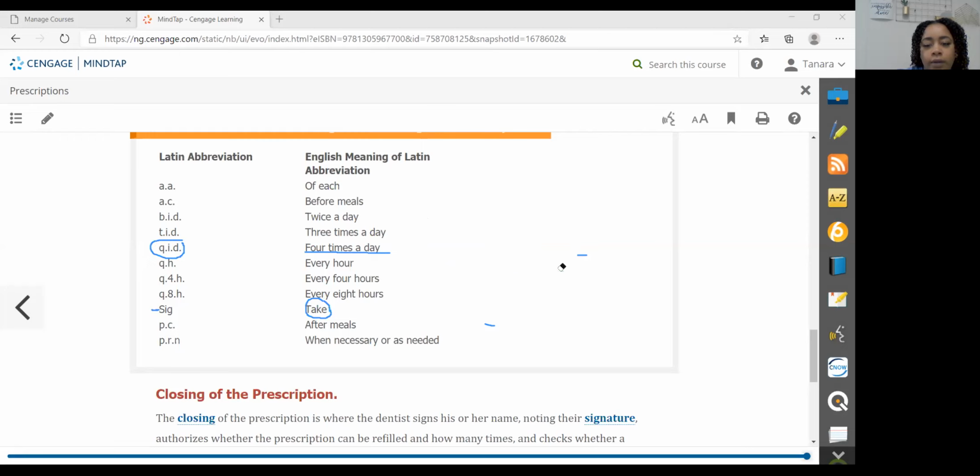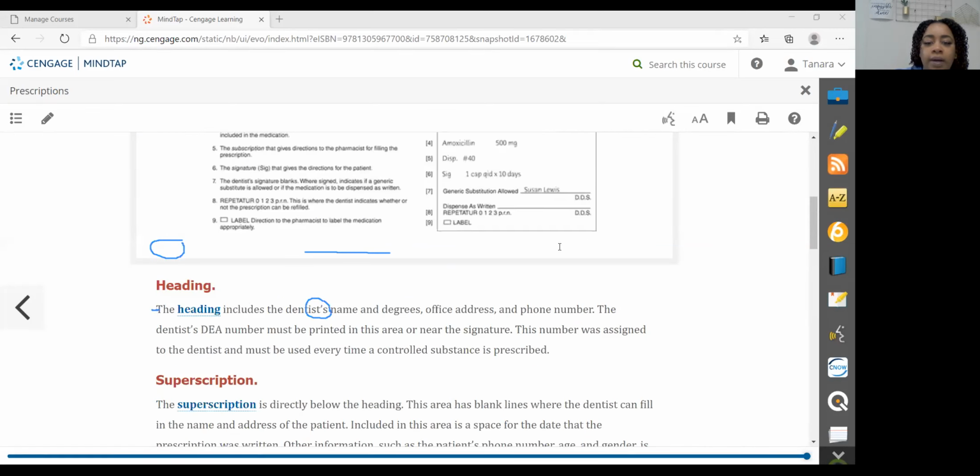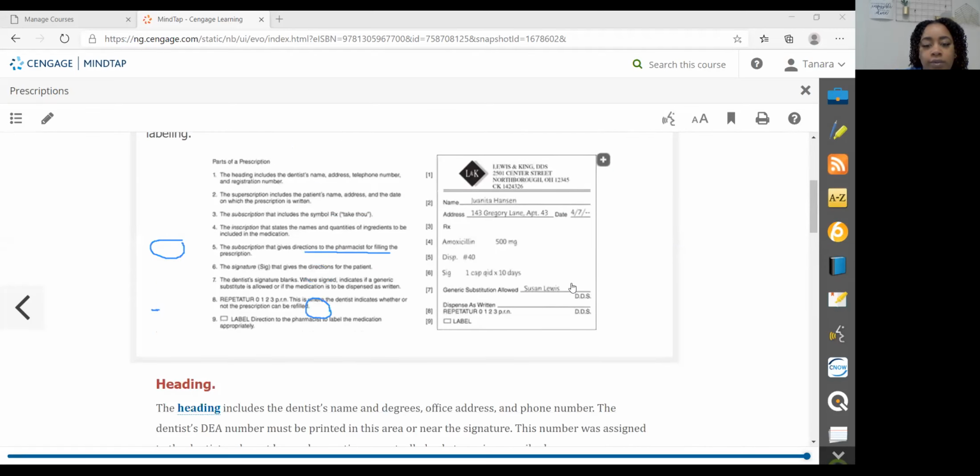Right? 4 times a day. So that's what we're working with. All right, so let me go back to my prescription. It says 1 caps, that lets you know that it's a capsule, a pill, 4 times a day. So that's for 10 days. So they'll be taking 4 antibiotics in a 24-hour span for 10 days. Okay, and that actually adds up to 40 pills. So 4 times 10 is 40.